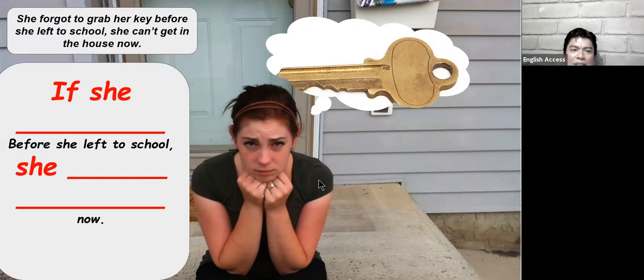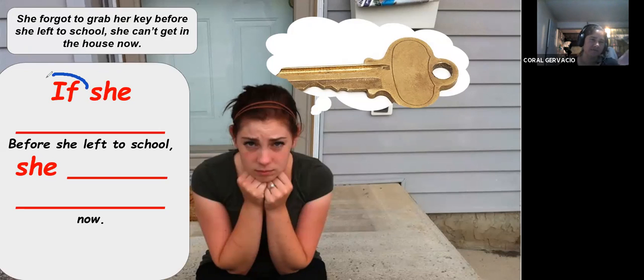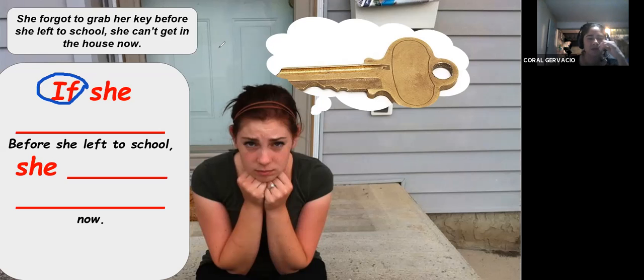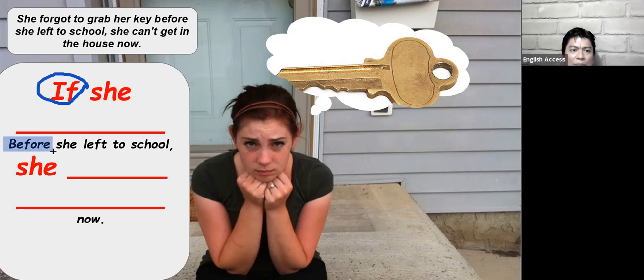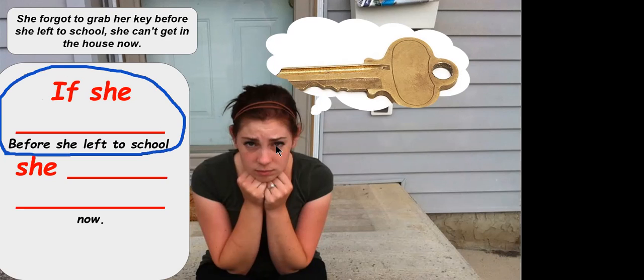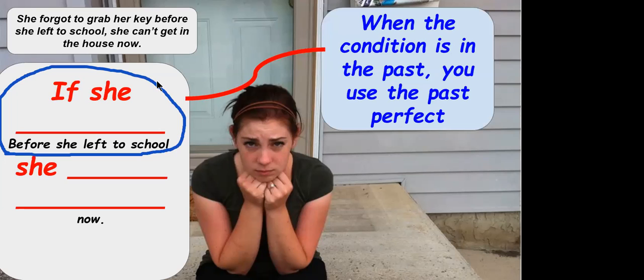Yes, poor thing. So if she had the keys, it's in the present. If she were, yes. If she had the keys, she would, but wait, no, because she left before going to school. So it's not if she had the keys. Basically, this tells us that all of this is in the past, so we need past perfect. If she didn't forget, if she had taken the keys.